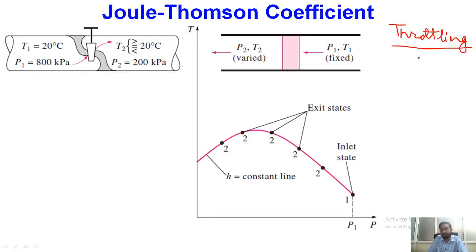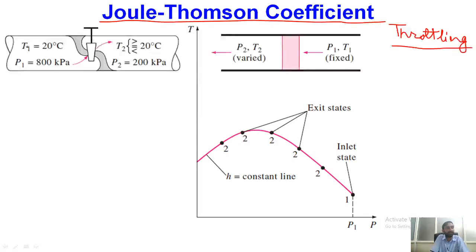Okay, and in one of the doubt clearing sessions, one student raised the question: is there always a decrease in temperature in a throttle, or can there be some other situation? That question is answered with the help of one term, known as the Joule-Thomson coefficient. So let me first describe the throttling process.